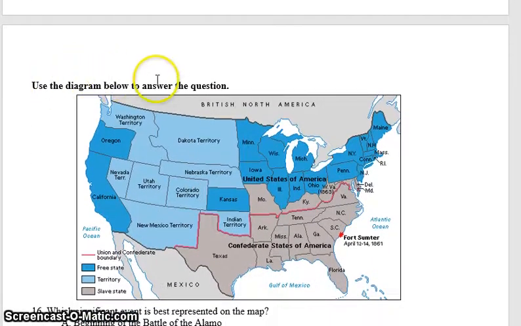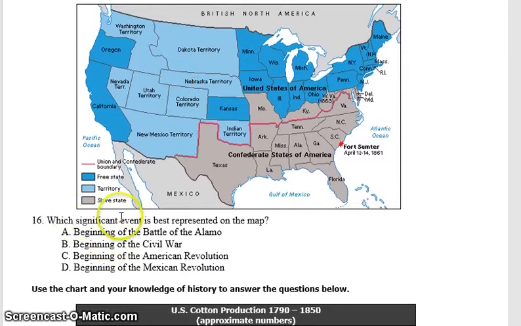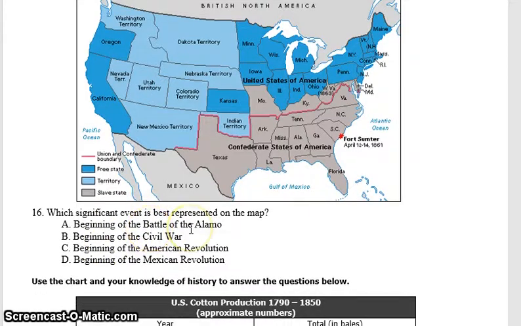Use the diagram below to answer the question. 16. Which significant event is best represented on the map? We're looking at A. Beginning of the Battle of the Alamo. B. Beginning of the Civil War. C. Beginning of the American Revolution. Or D. Beginning of the Mexican Revolution.